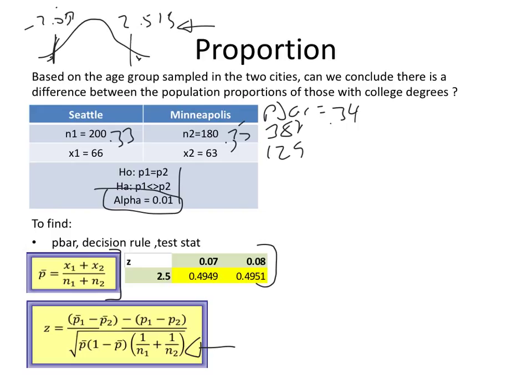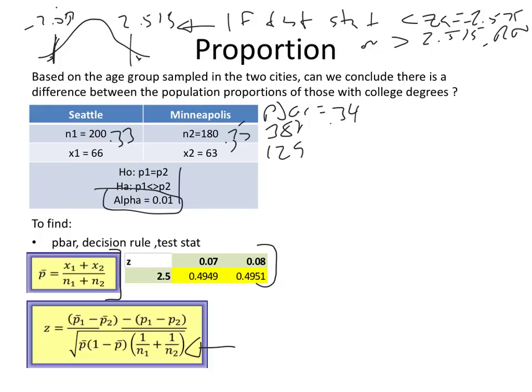Okay? So if our test stat is less than z of alpha equals negative 2.575 or greater than 2.575, reject the null. Otherwise, do not reject. All right. So that's just as we've done in class, the standard format that we've been using for how to state our decision rule. So we need to know that going in.